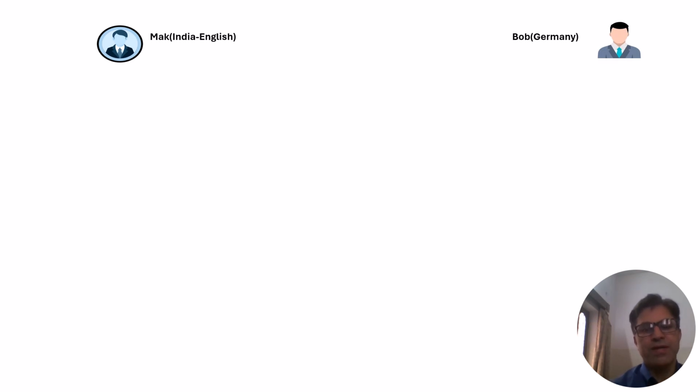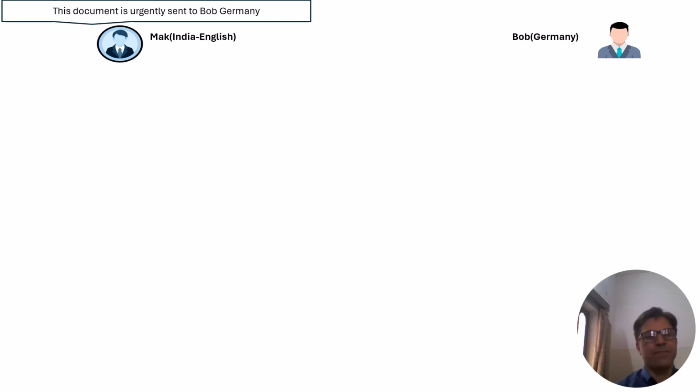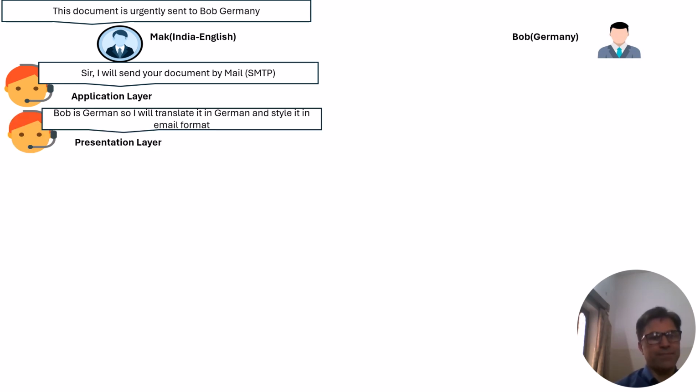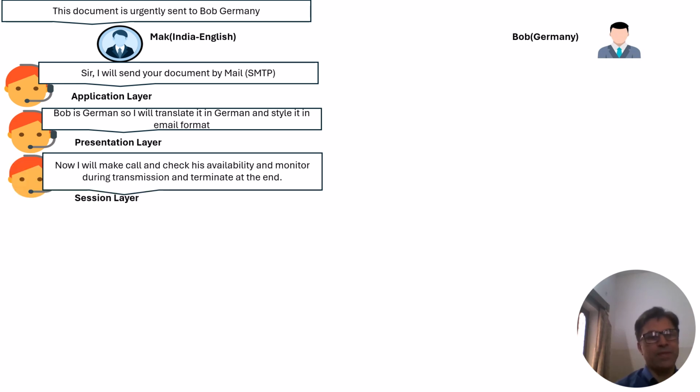Map of India. Write a letter in English and send it to Bob in Germany. He tells his assistant to deliver it to Germany. So I will send your letter by mail. Bob is German, so I'll translate it into German and style it in email format. Then the session layer. It makes the connection. So I'll make a call, check the availability, monitor during transmission, and terminate it at the end.